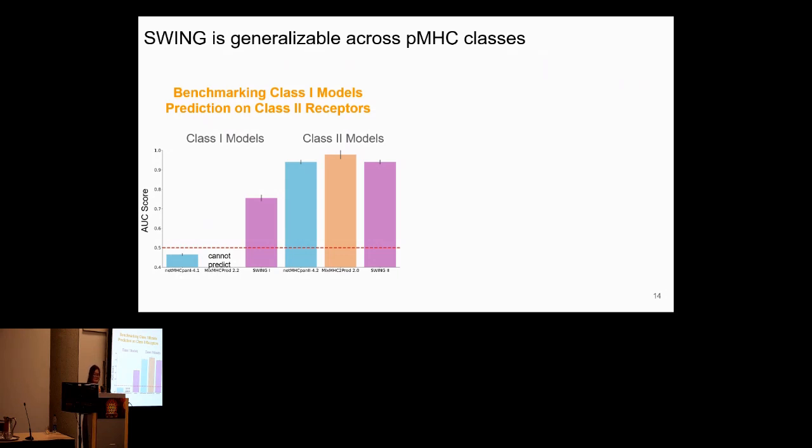But then we thought, if our model was truly generalizable, we should be able to mix class 1 and class 2 data together, and the model should still be able to work. And this has never been done before because the classes are so different. But if we are truly learning something generalizable, we should be able to mix these data sets. So we created a mixed class model of 8 class 1 alleles and 2 class 2 alleles that also remained predictive.